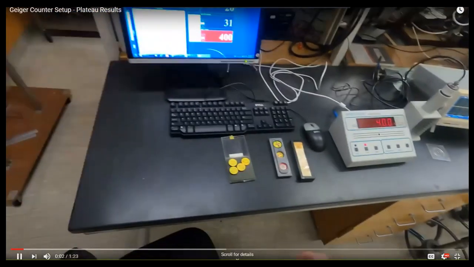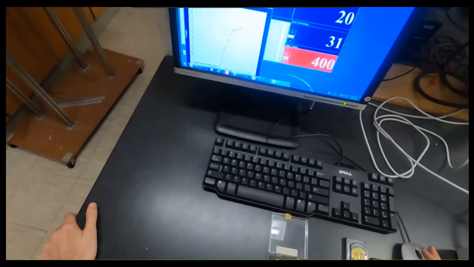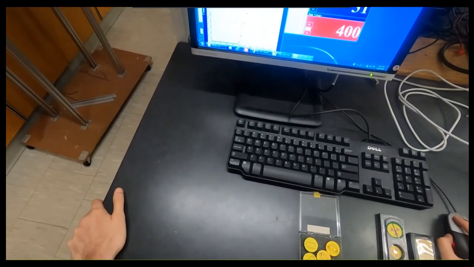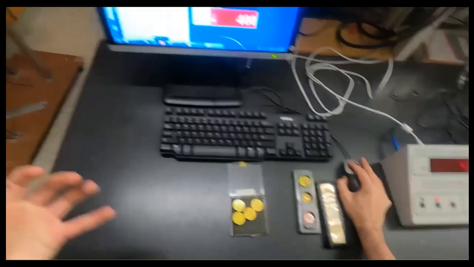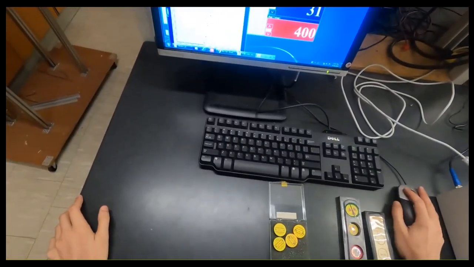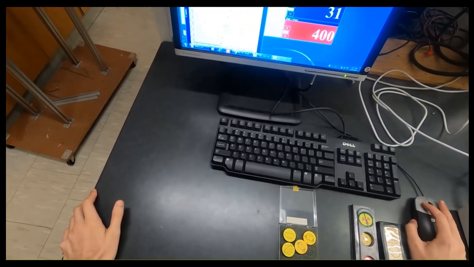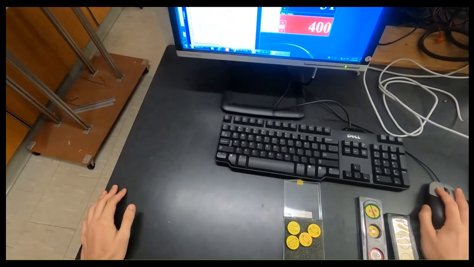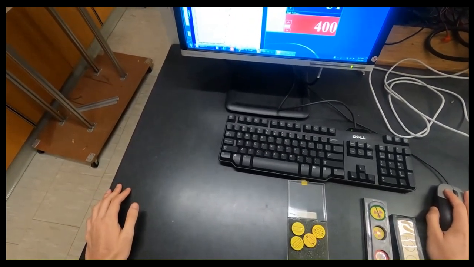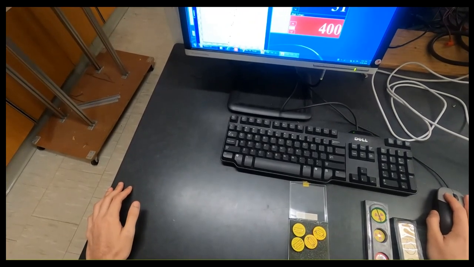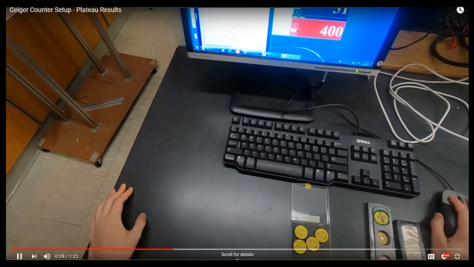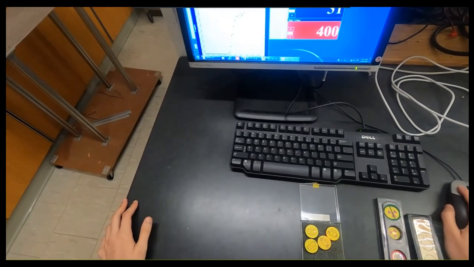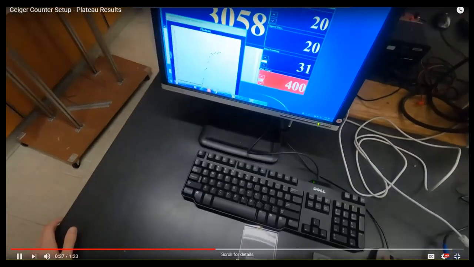Okay, so we just finished our measurement, and you can see that there is a threshold around 760 volts where you can start seeing counts. And then the signal grows, or the number of counts grows, until it gets to this plateau region. So any measurement here in between 900 and 1000 volts is within the plateau region. So it's relatively safe to measure in this region right here.